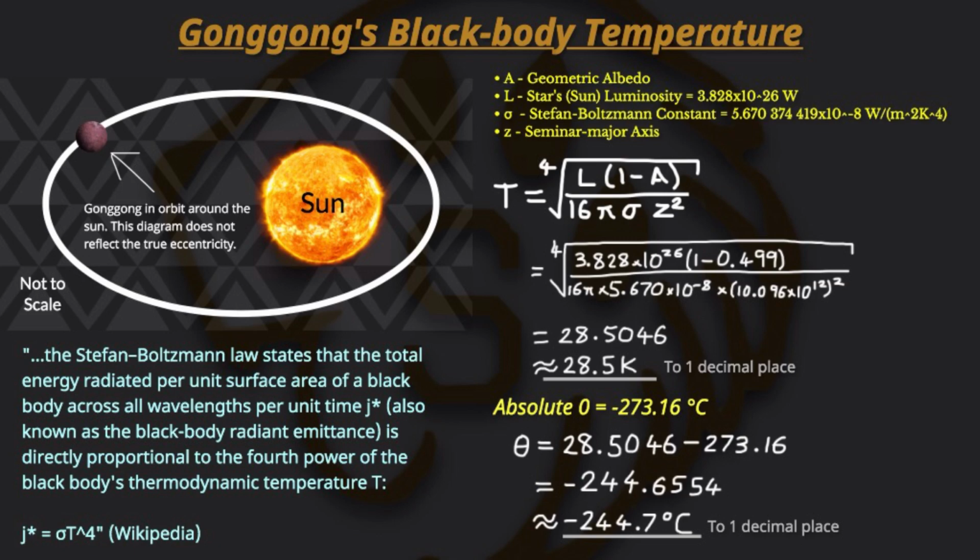Okay, now we look at Gonggong's black body temperature. This temperature is basically the temperature that we expect to be found on Gonggong. As a cold dwarf planet, which is quite distant from the sun, we expect it to be very cold because it's far away from the sun, which is light emitting and also heat emitting. It emits a lot of energy and also UV light and all that. So because it is far away from the sun, it cannot receive much of that compared to planets that are closer to the sun, like Mercury, Venus, and the planet we are on, Earth.